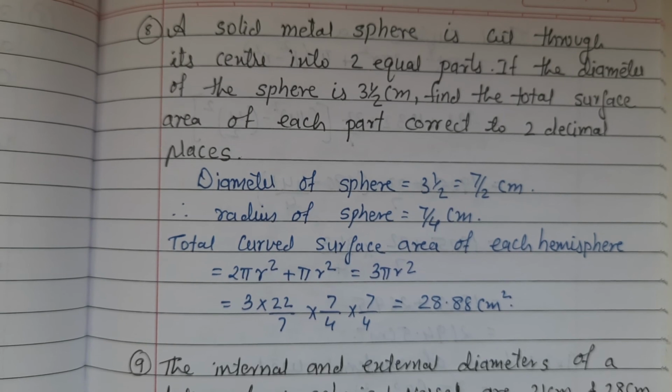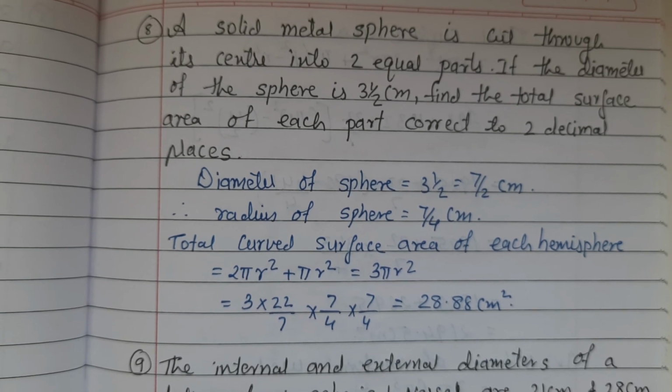Sum number 8. A solid metal sphere is cut through its center into 2 equal parts. If the diameter of the sphere is 3 1/2 centimeter, find the total surface area of each part correct up to 2 decimal places. Diameter of sphere 3 1/2, which is equal to 7/2 centimeter. Therefore, radius of the sphere is equal to 7/4 centimeter.